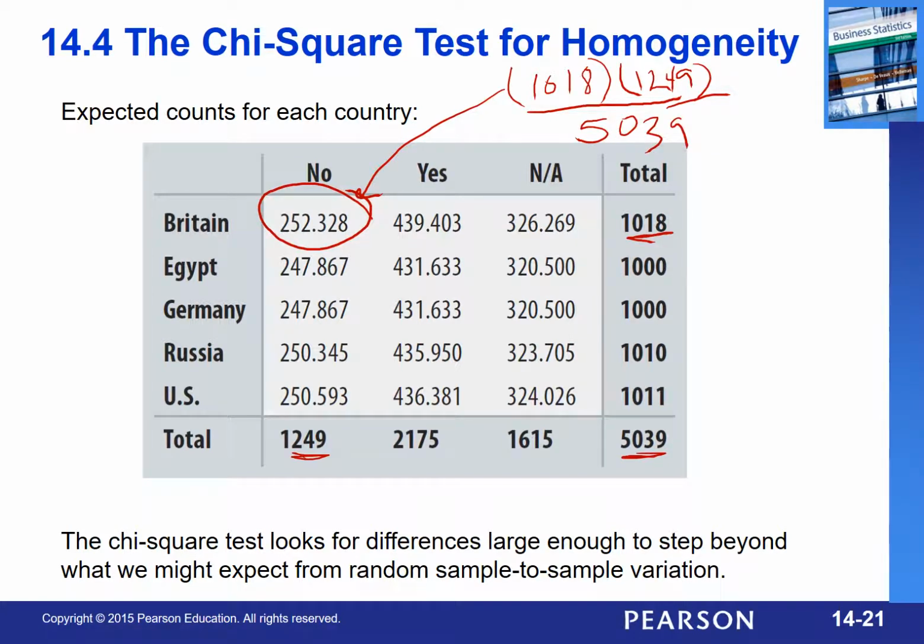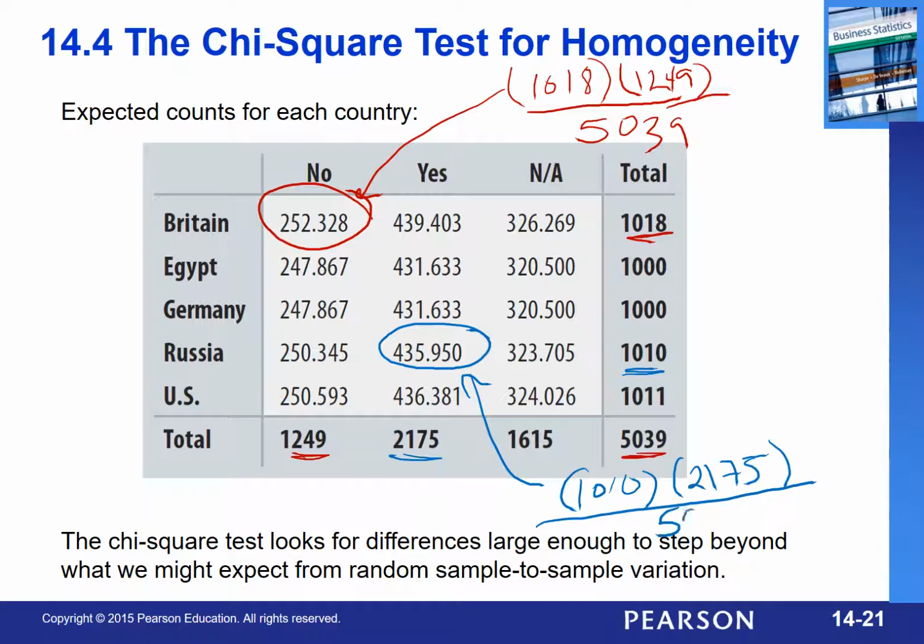So following along to make sure we understand, let's do a second one. Let's say I wanted to do the Russian yes. To calculate this one, I would use the row 1010, my 0 didn't show up, sorry about that, times the column 2175, and then divide by the total 5039. And that would come up with that value. If you don't believe me, you can calculate those real quick, and there's how you get them. So again, this is one of those things where Minitab will do this for you in 2 seconds.